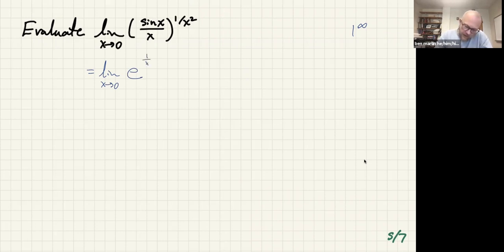You'll have a 1 over x squared times the logarithm of sine x over x. Okay. So if we plug in at that point, you can see that we're going to have an infinity times a log of 1, so a 0. Now, this particular time, it suggests that the way to get it into 0 over 0 or infinity over infinity is to just write it as log of sine x over x, and then divided by x squared.